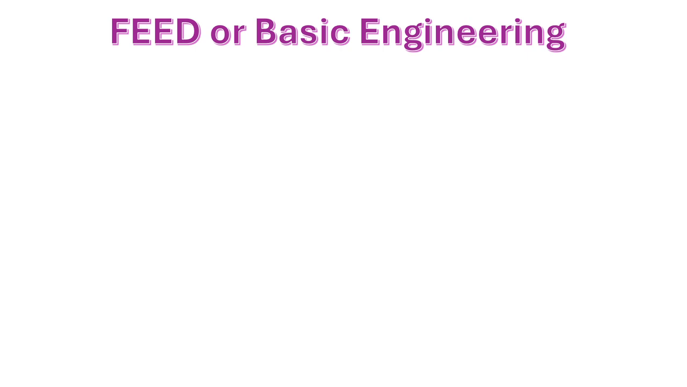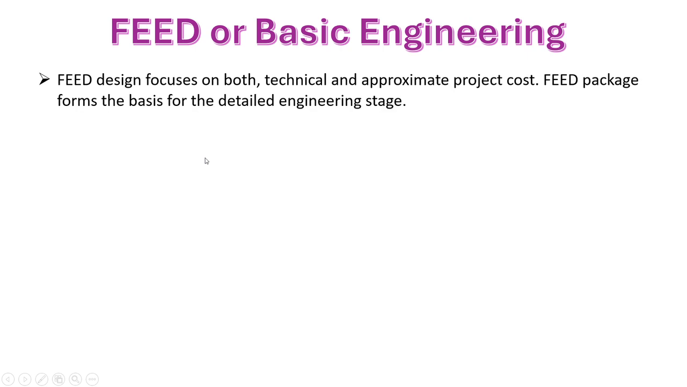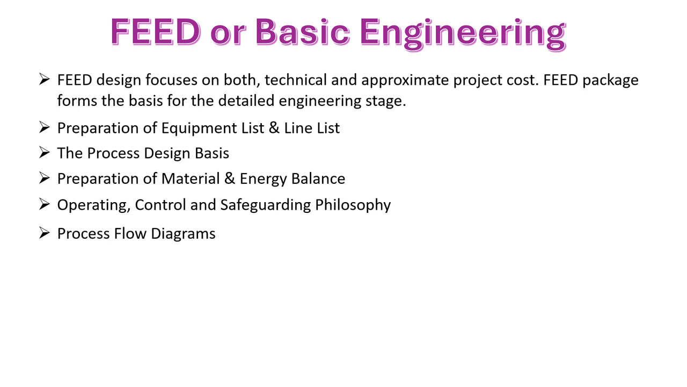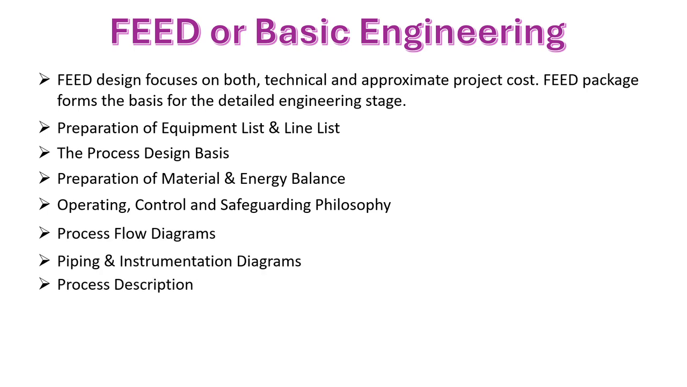In that, we have discussed parameters like preparation of the equipment list, line list, process design basis, material balance and energy balance, PFD, P&ID, and the process description. And we are discussing the process data sheets.